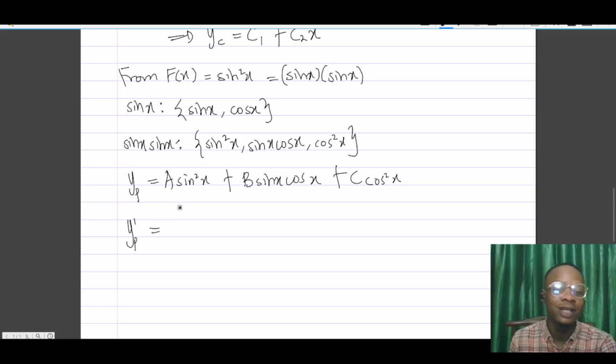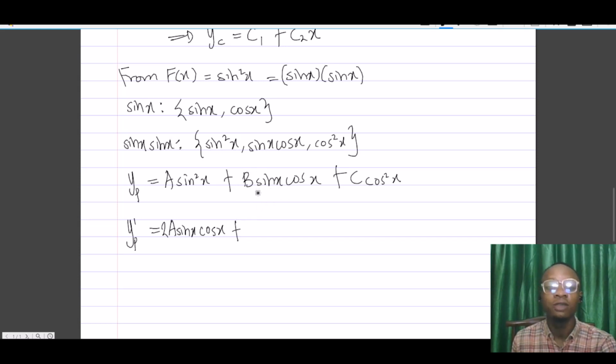Derivative of a sine squared x, what does that give us? Differentiating with respect to the core, that will give us 2 sine x, so this is a 2a sine x. Then multiply by the derivative of the core, that is cos x.